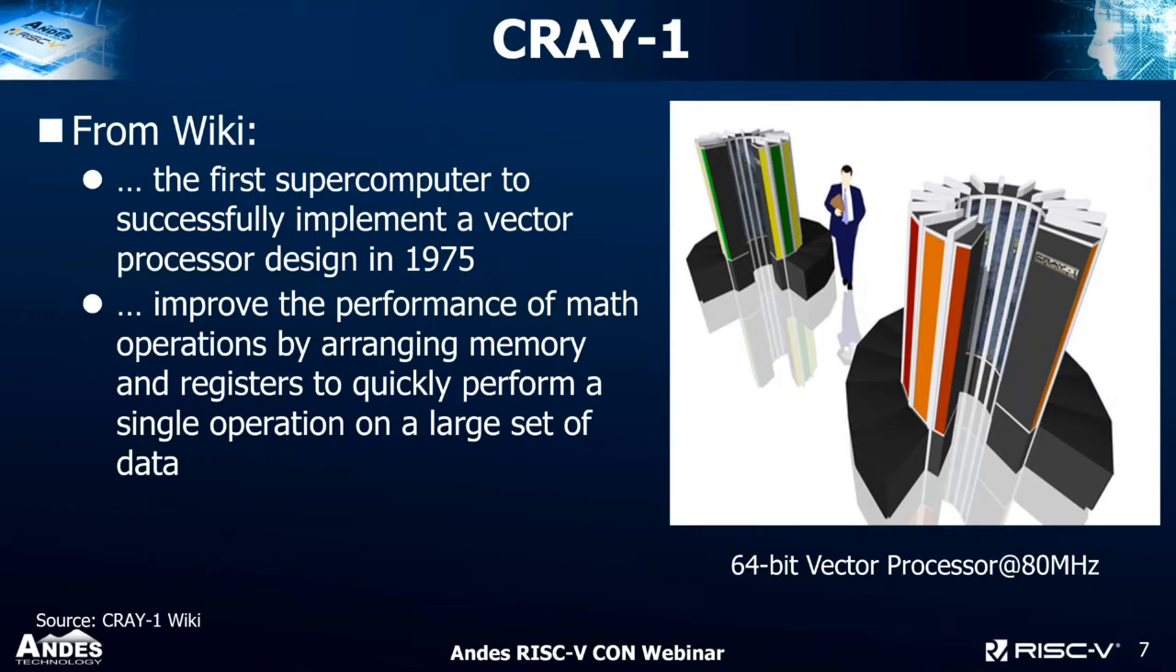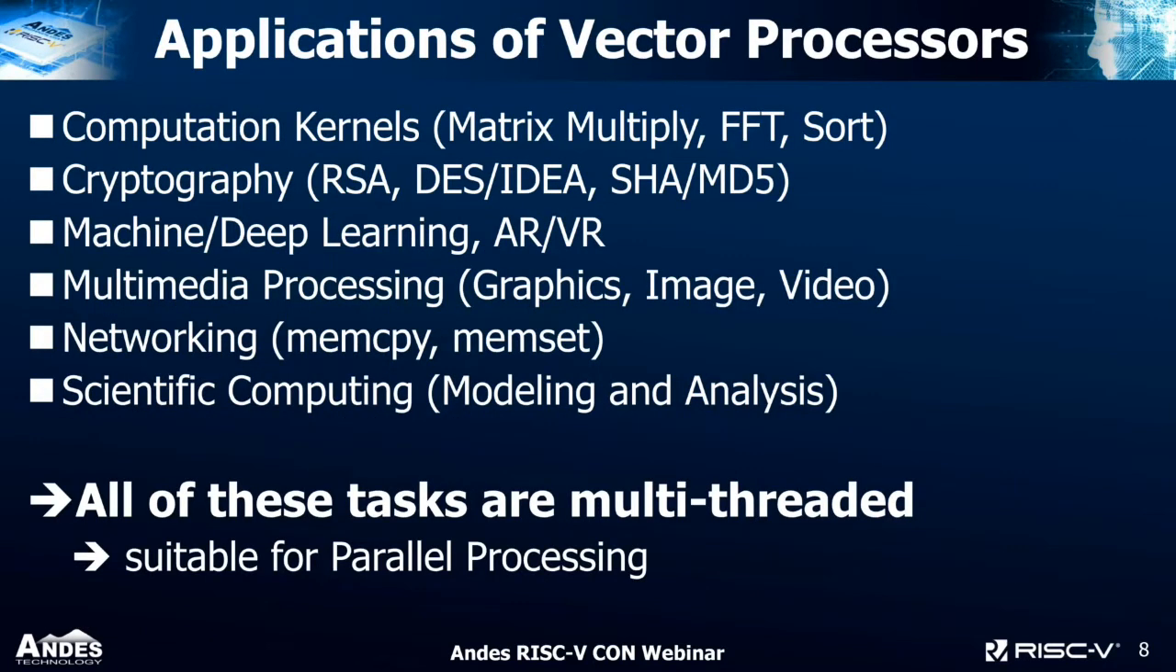The kinds of applications we are currently actively seeing for vector processors today are computational kernels, like matrix multiply, FFT, sort, which are building blocks of a lot of higher algorithms. Cryptography, machine learning, deep learning, particularly AR, VR applications. A lot of multimedia processing, networking, and scientific computing. So what's common about all these tasks? A lot of these tasks are obviously mathematically heavy computing, but all of them can be and are multi-threaded. So they're all suitable for parallel processing.